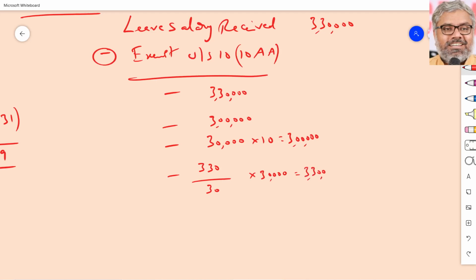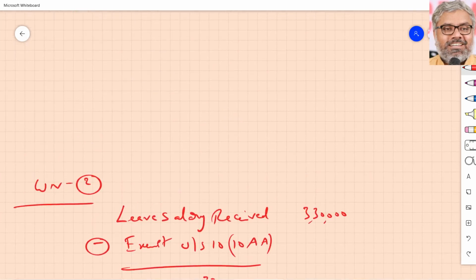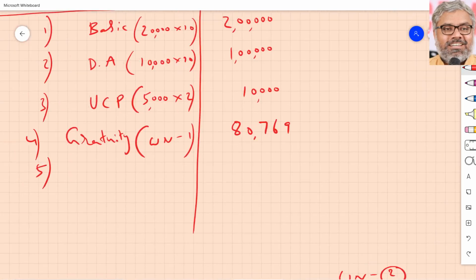So all are very similar amounts, but ultimately which is lower here? Both of them are lower. Whichever is the lowest is exempt, which means 3 lakhs rupees is exempt, which means 30,000 rupees is taxable, right? So now let us take it to the main answer.